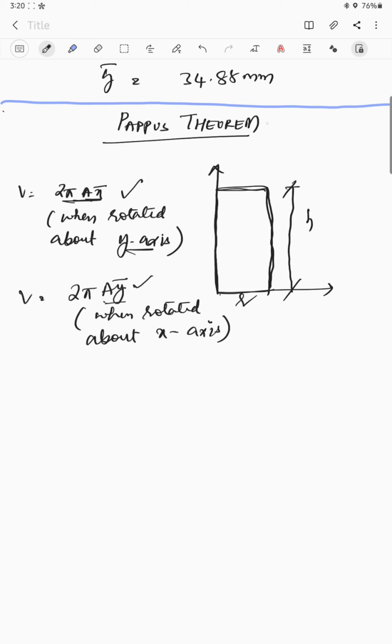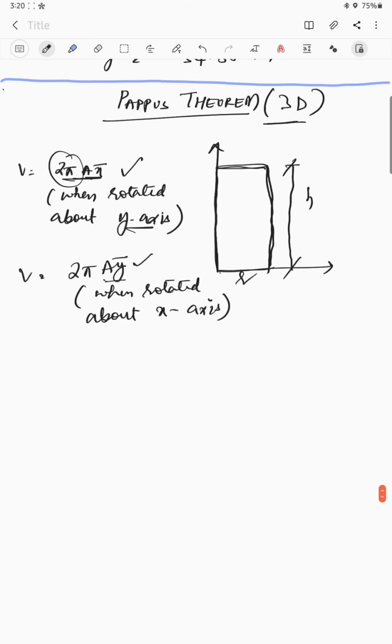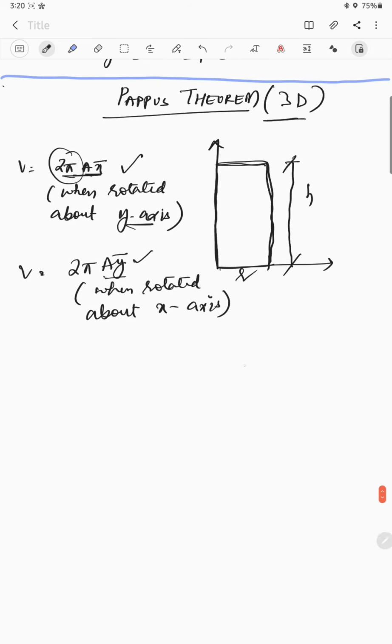This is completely related to three-dimensional bodies. First we have to calculate the area. Then after calculating the area and centroid, if you multiply with 2 pi, you will get the volume of that entire figure. Alright, so we'll take down some simple derivations.